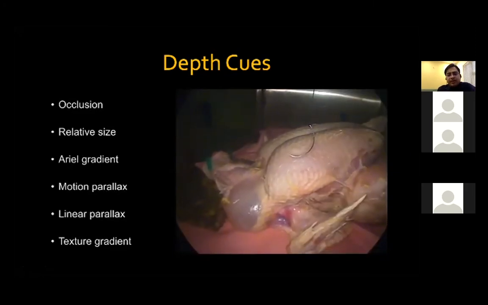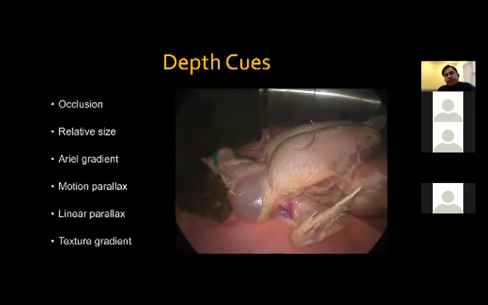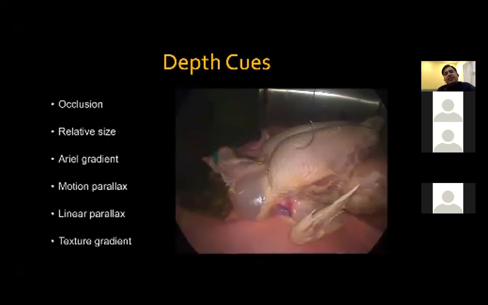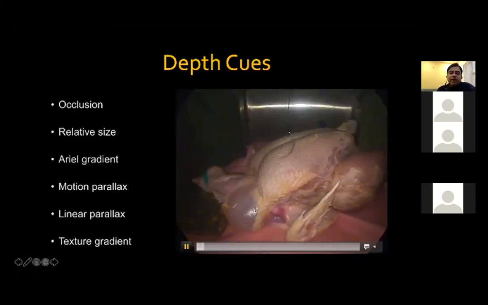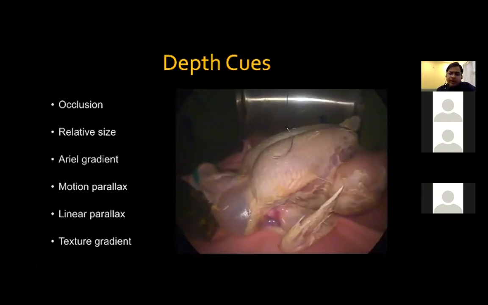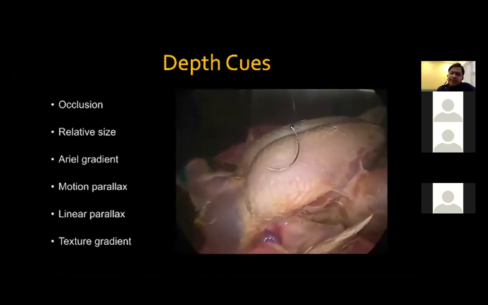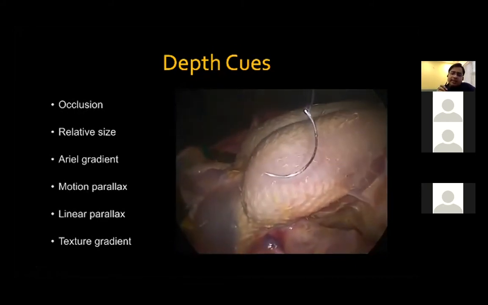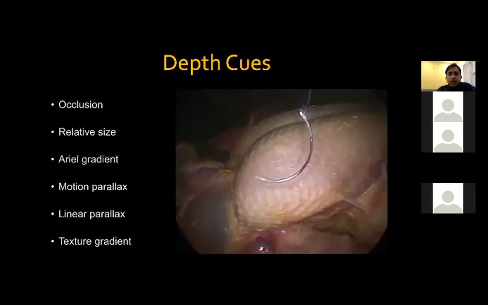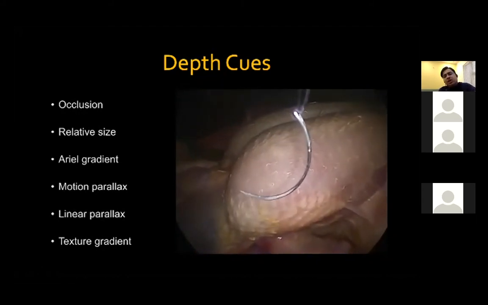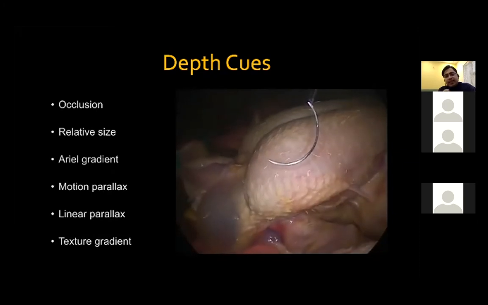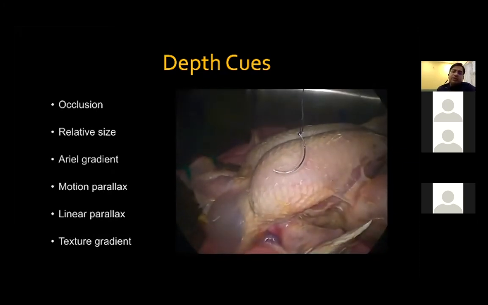Look at the relative size. As the lens goes towards the needle, the size of the needle will appear to increase. This is the principle of relative size. Look at the aerial gradient. The edges of the needle become sharp as the lens goes towards the needle. Motion parallax is nothing but the enhancement of movements of the needle as the laparoscope approaches the needle.